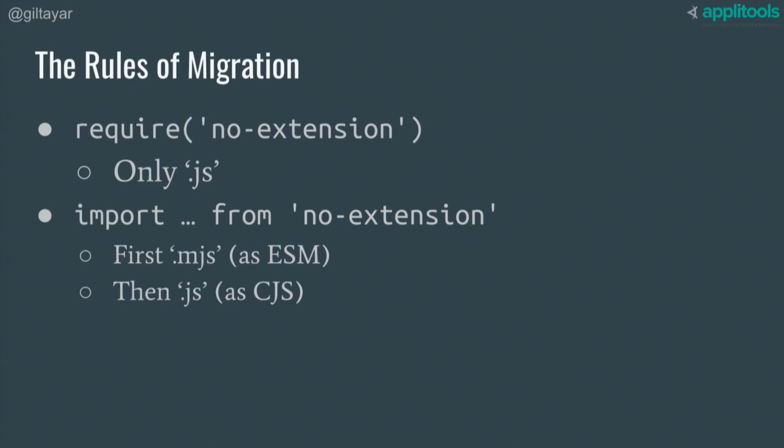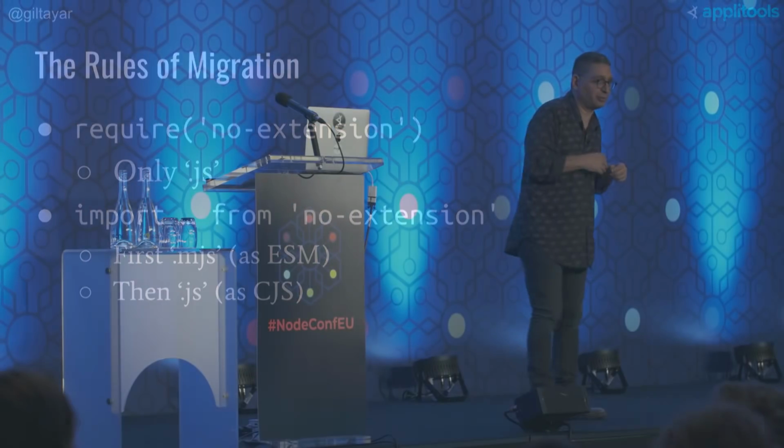First of all, the rules of migration. When I require a module, a file, if I don't put an extension .js or .mjs, it uses .js, just like today, nothing changed. But if I import without an extension, it will first look for MJS. If there's an MJS, it will import it as an ESM module. Otherwise, it will import it as a CJS module with all the default imports and stuff. So there's a way out here. If I do an import, it will first read the MJS and then the JS.